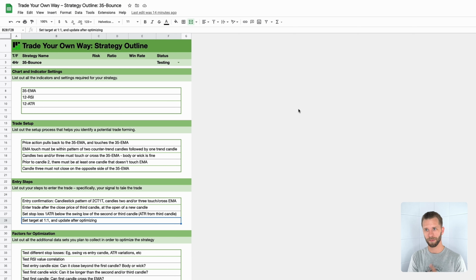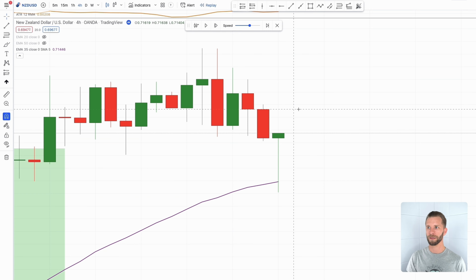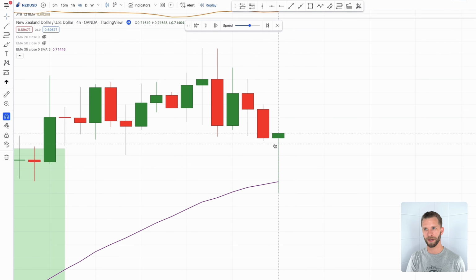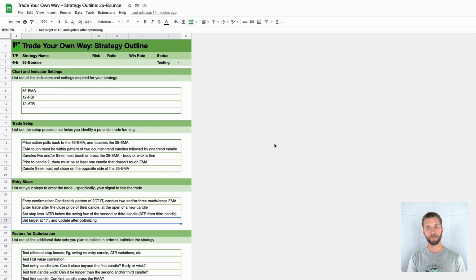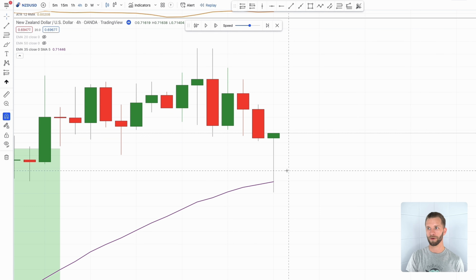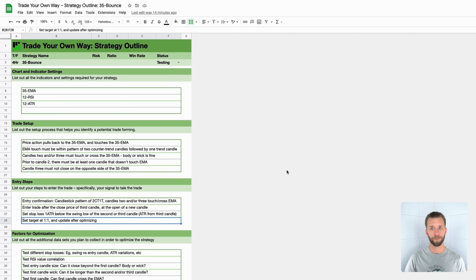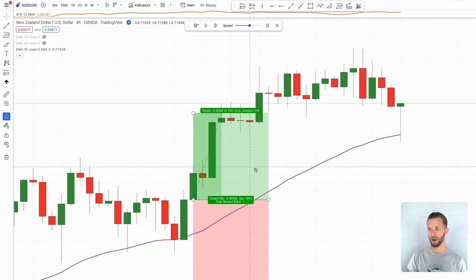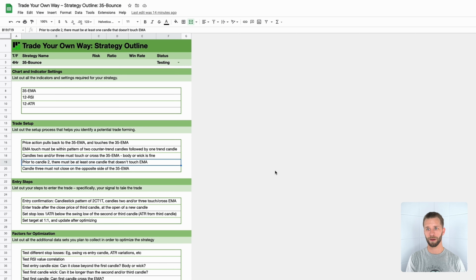The EMA touch must be within a pattern of 2 counter trend candles followed by 1 trend candle. So 2 counter trend candles, 1 trend candle. Check. Trade setup point 3. Candles 2 and or 3 must cross the 35 EMA, either the body or the wick. This is candle 3 which is crossed, so that is once again a good sign. Trade setup number 4. Prior to candle 2, there must be at least 1 candle which doesn't touch the EMA. There are a lot of candles there, so we are good to go there.